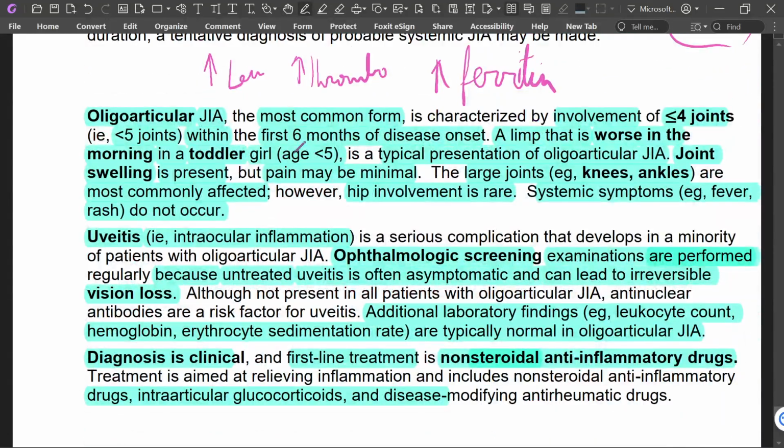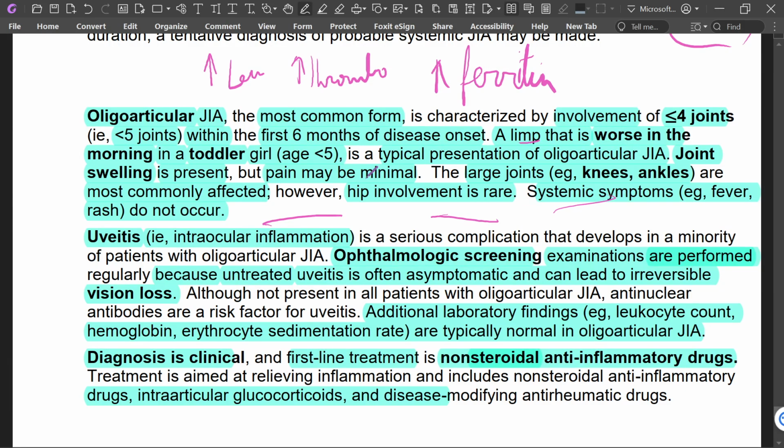Then oligoarticular JIA. Oligoarticular JIA is the most common, with involvement of less than 5 joints within the first 6 months of disease onset. A limp that is worse in the morning in a toddler girl is a typical presentation of oligoarticular JIA. Joint swelling is present, but pain may be minimal. The large joints, knees and ankles, are most commonly affected. However, hip involvement is rare.